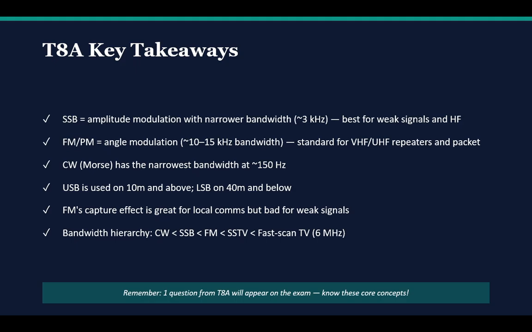All right, let's dive into our summary and commentary of Section T8 using our key takeaway slides, starting with SSB, which is amplitude modulation with narrower bandwidth at 3 kilohertz. It's best for weak signals in HF. Yes, that works really well as far as being able to talk around the world on HF, and it extends the range of VHF when you use sideband with even the same power.